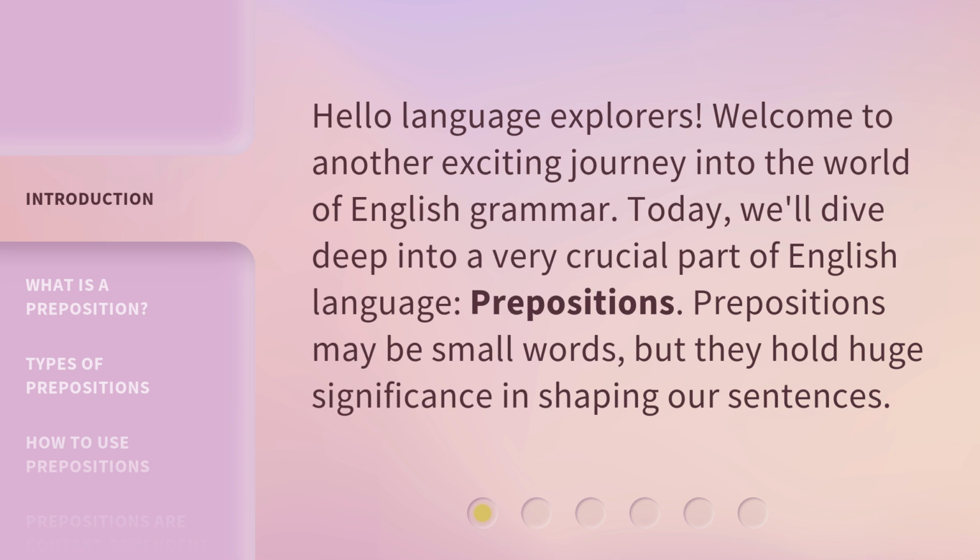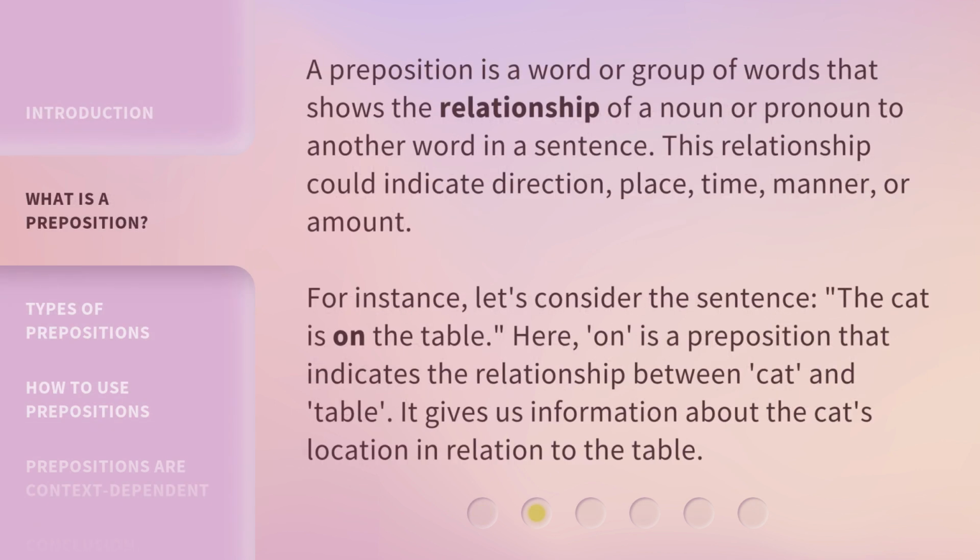Today, we'll dive deep into a very crucial part of English language: prepositions. Prepositions may be small words, but they hold huge significance in shaping our sentences. A preposition is a word or group of words that shows the relationship of a noun or pronoun to another word in a sentence. This relationship could indicate direction, place, time, manner, or amount.